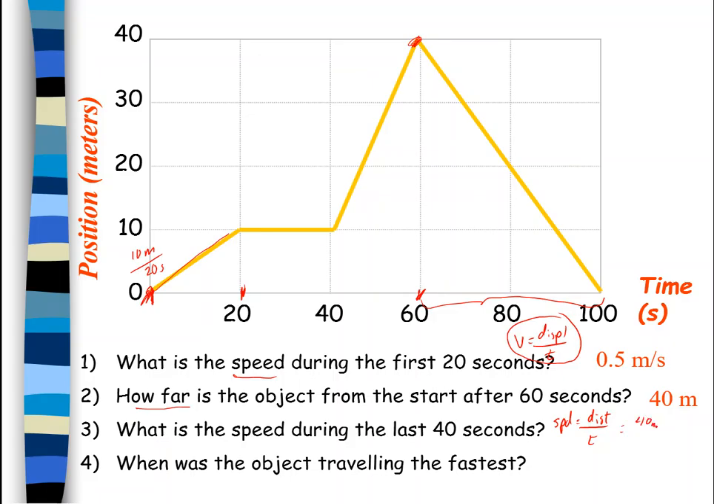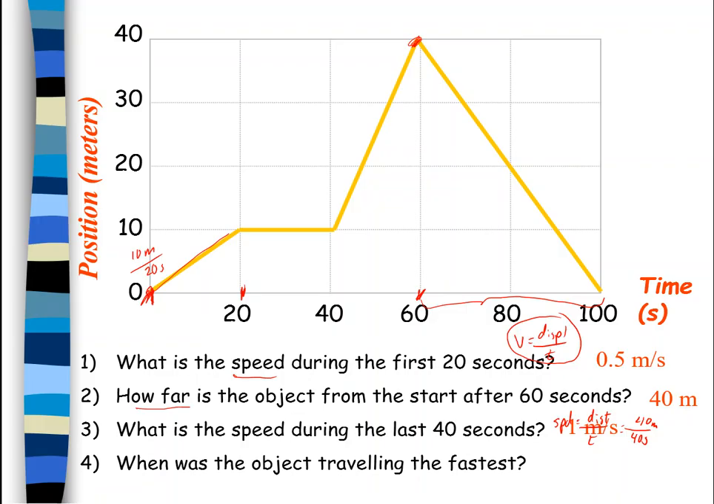40 meters divided by 40 seconds. And what do I end up with? That's going to be 1 meter per second. So the reason I wanted speed instead of velocity is because I wanted you to just focus on the number crunching. If it were velocity, it would be negative 1 meter per second, which might throw some people off. Okay, so it's 1 meter per second.